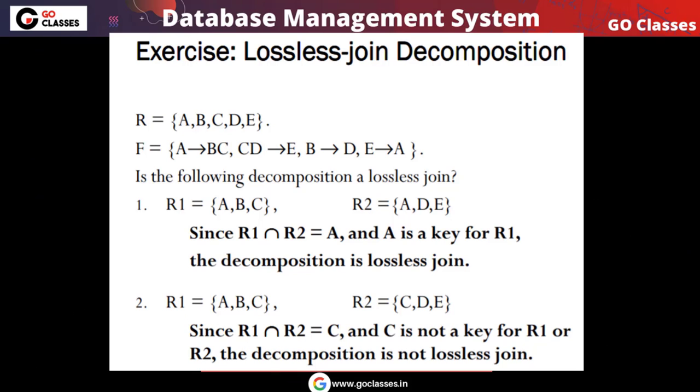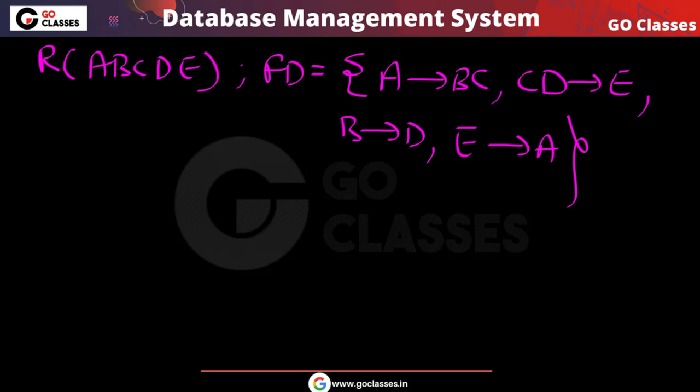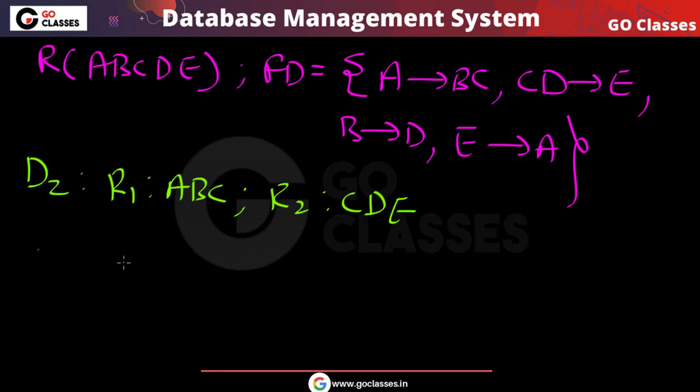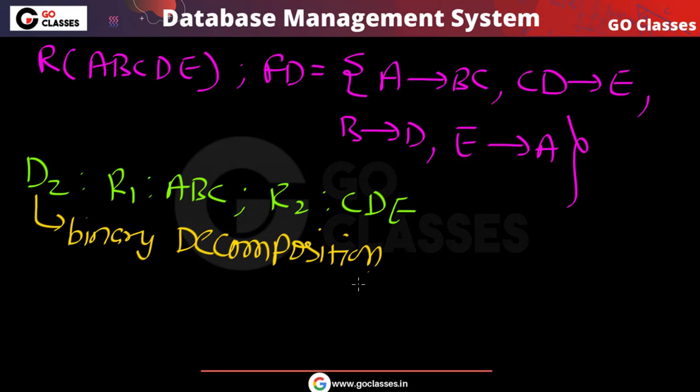For the same question, another decomposition is given: A, B, C and C, D, E. So this is A, B, C, and another relation is C, D, E. This is the decomposition given to you. Now again, this is a binary decomposition, and we know how to check whether a binary decomposition is lossless or lossy.